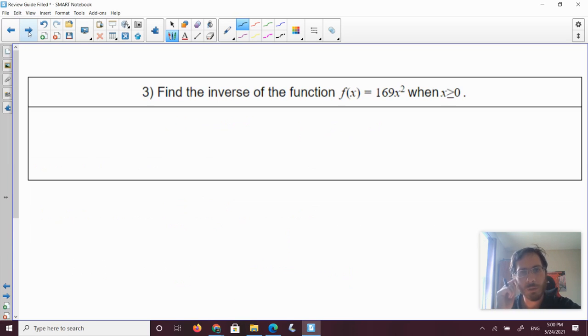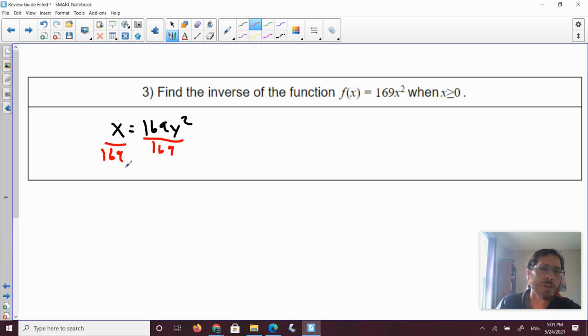All right, for question 3, we have to find the inverse of this function. f of x is 169x squared. Remember, inverse is just the opposite. So if I have f of x is 169x squared, the easiest way to do it is to just switch the x and the y. x equals 169y squared. Then all the operations make sense. So instead of multiplying by 169, if I want to get the y by itself, I'd have to divide by 169 because that's the opposite of multiply. So that makes sense.